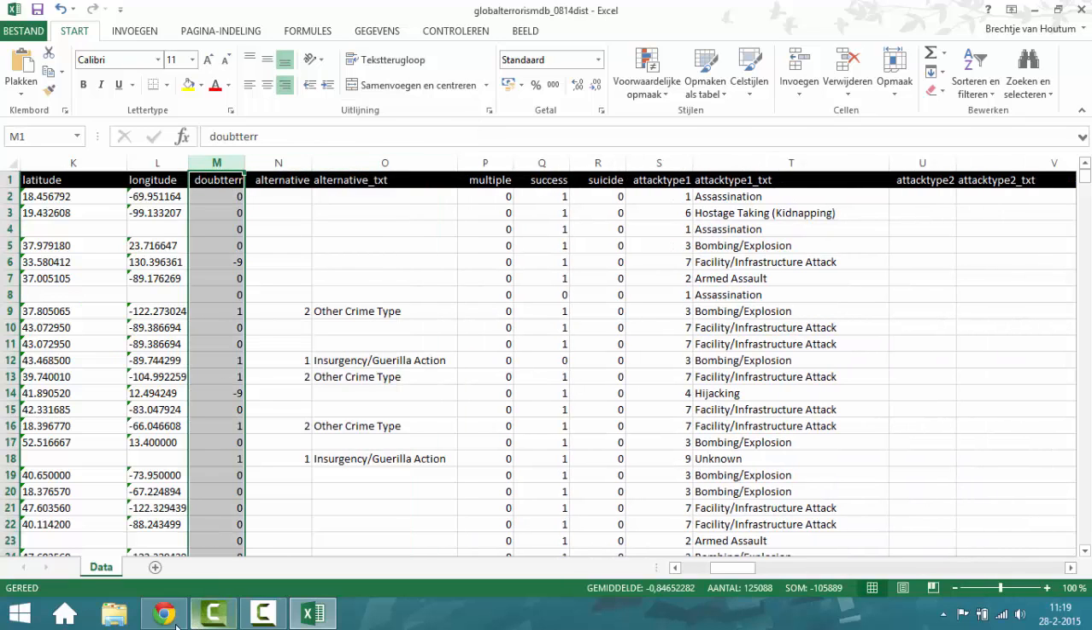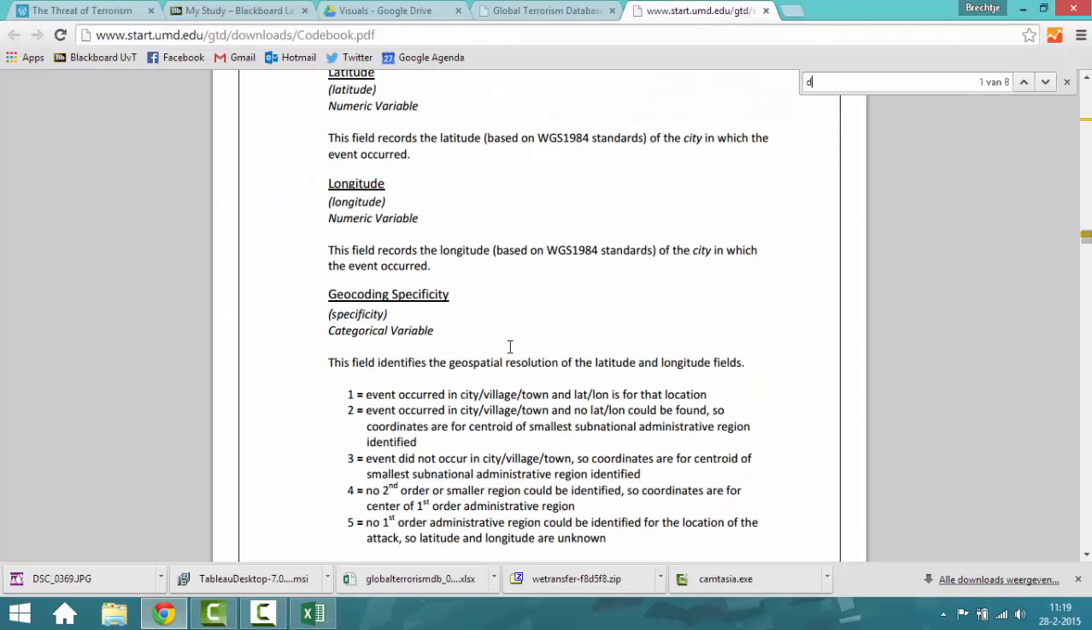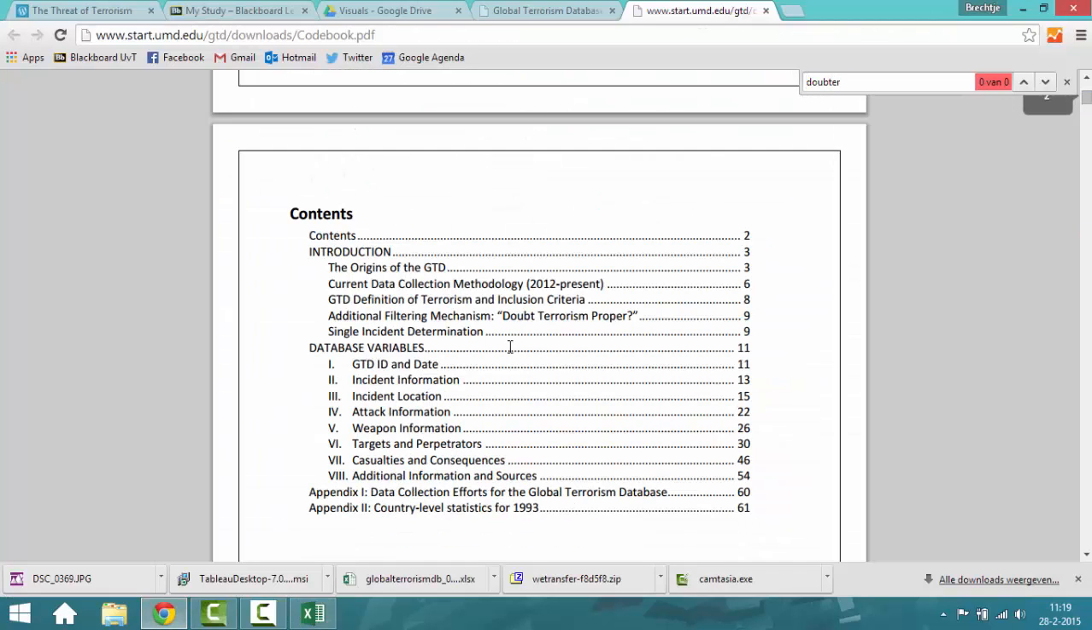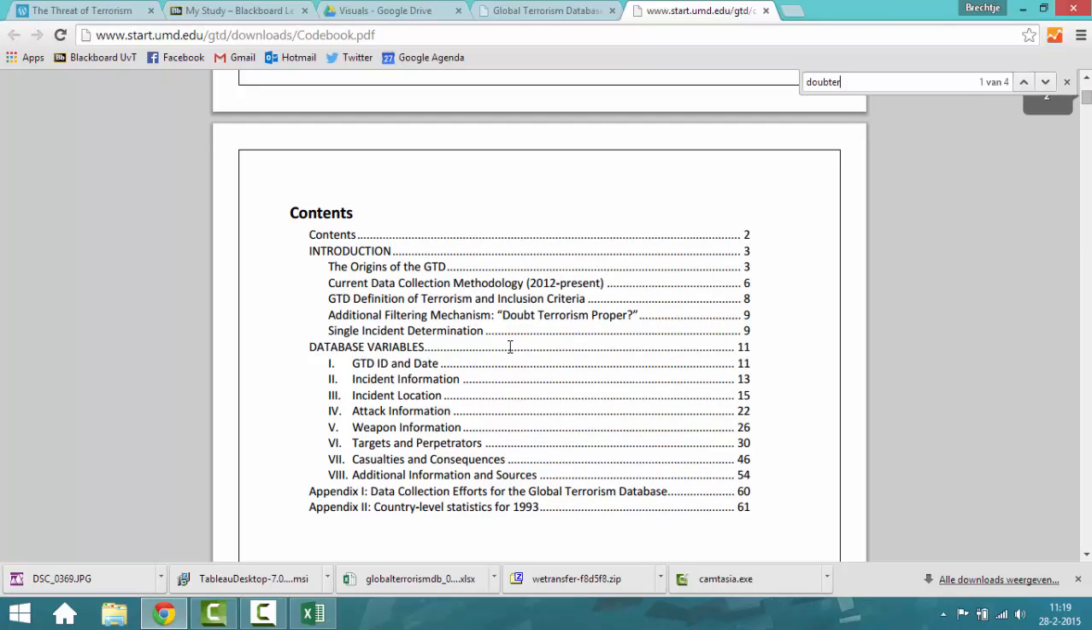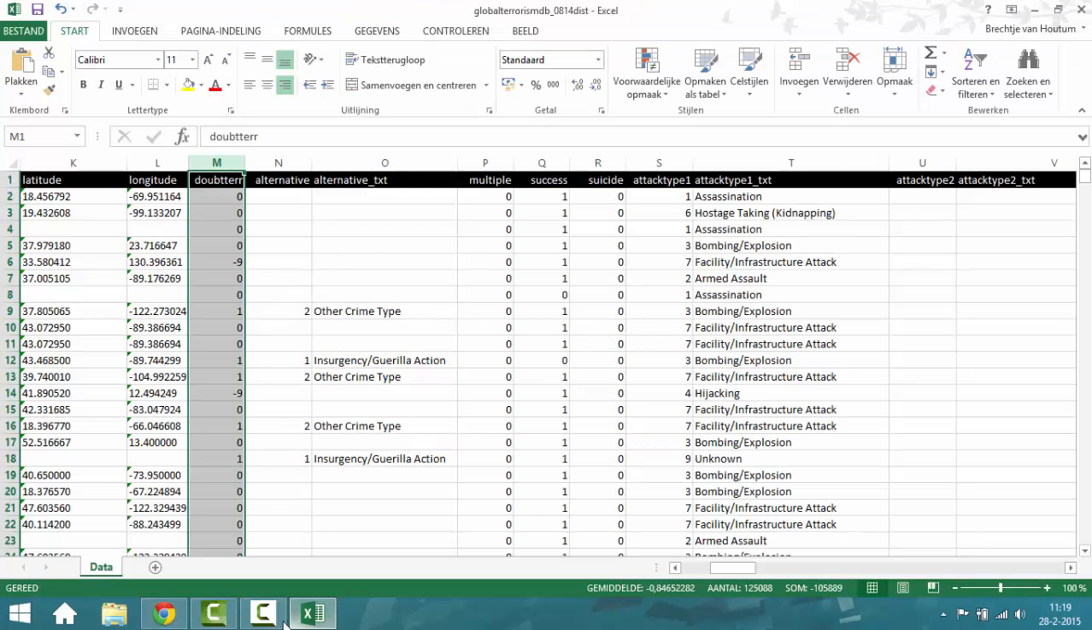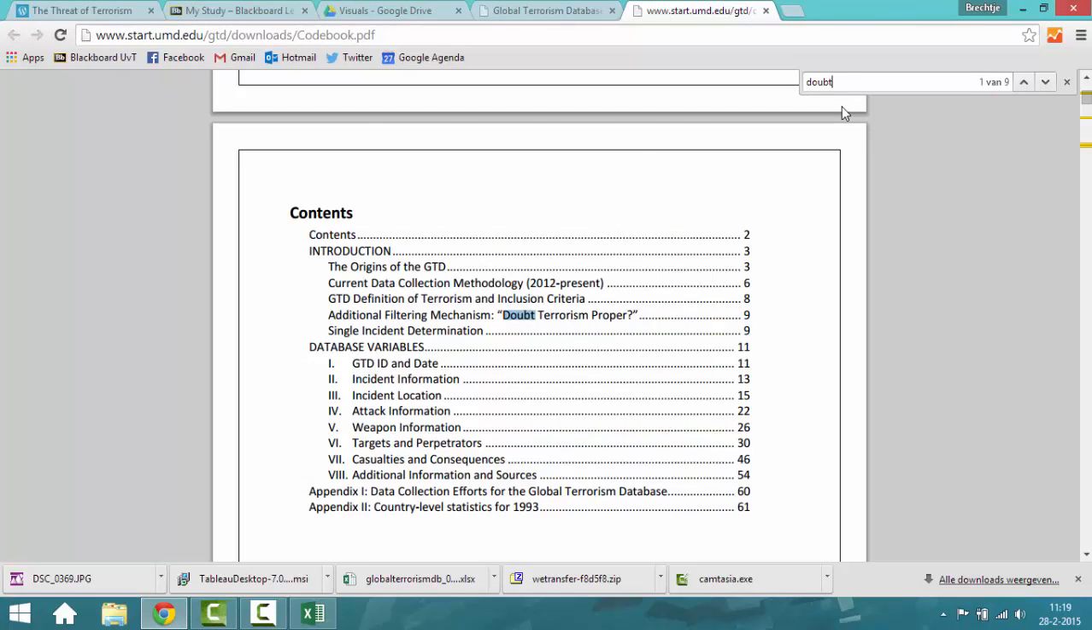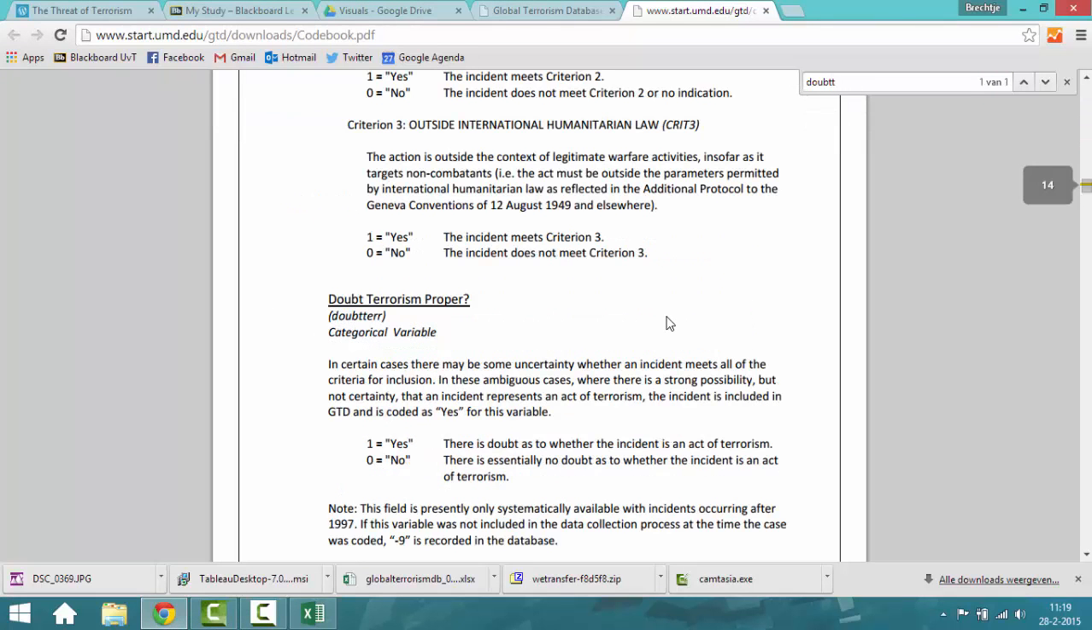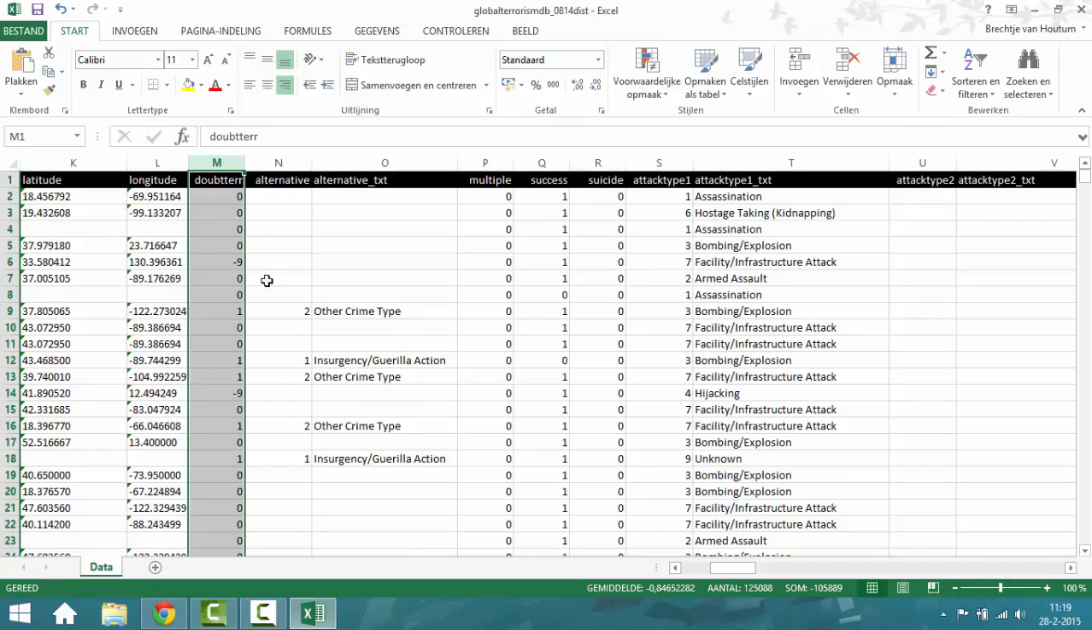So in here we have doubter. Which can't be found. So it says here that it's not sure whether the act was a terrorist attack or not. So we probably want to remove the ones that they doubt about. So we're going to remove all the ones.